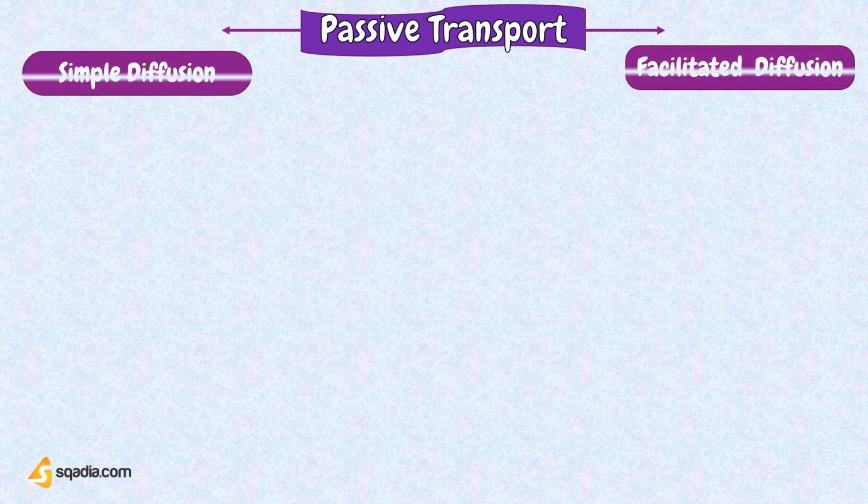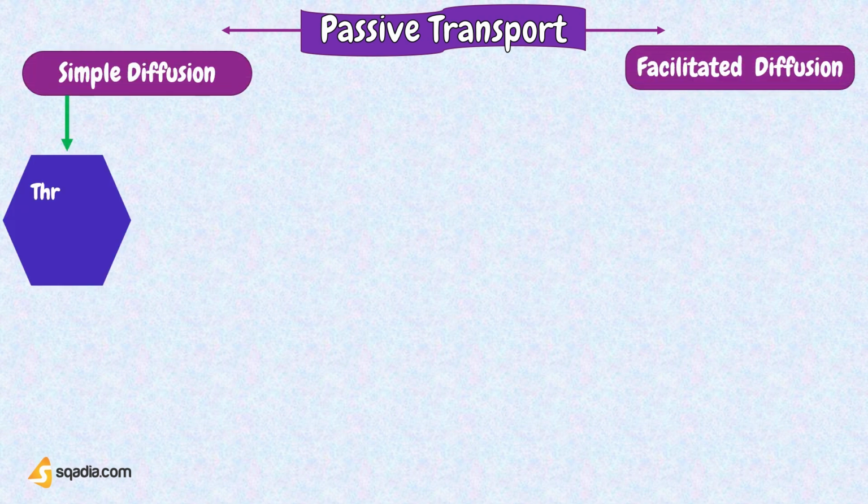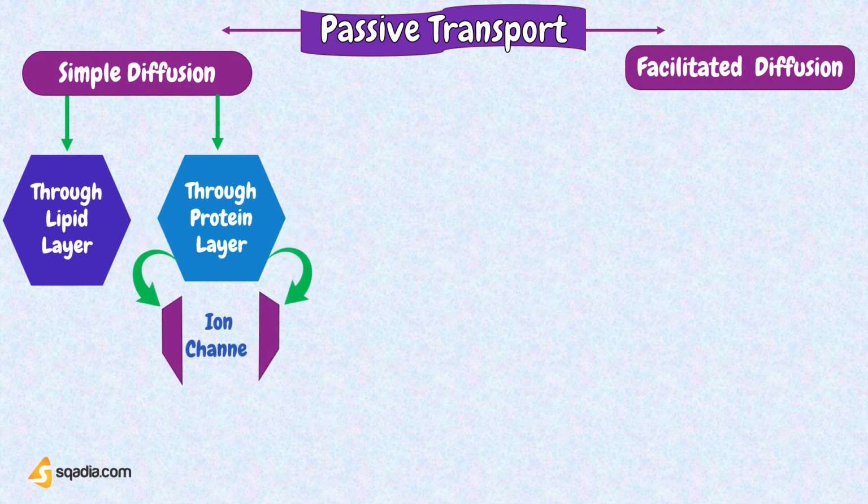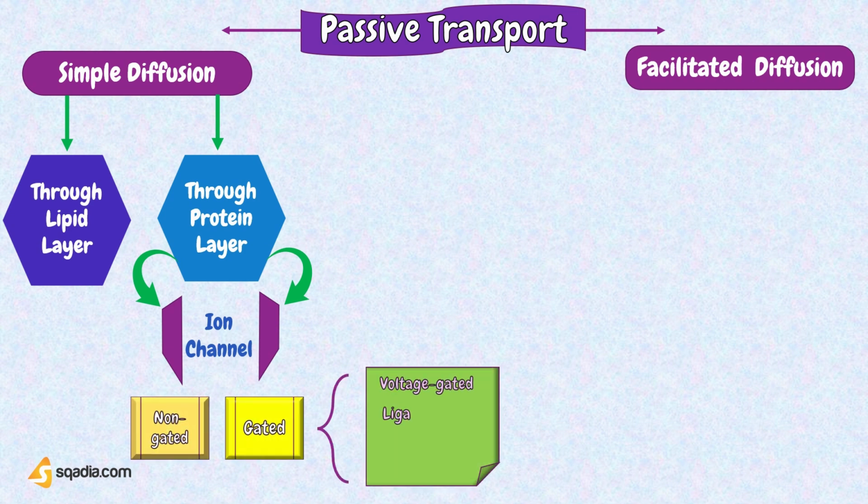A quick overview. Passive transport is of two types: simple diffusion and facilitated diffusion. Simple diffusion is simply the movement of small molecules across the cell membrane. It can occur along the concentration gradient through the lipid layer, or through the protein layer of the cell membrane, through protein or ion channels. These channels can be gated or non-gated. The gated channels are voltage-gated, ligand-gated, and mechanically gated.